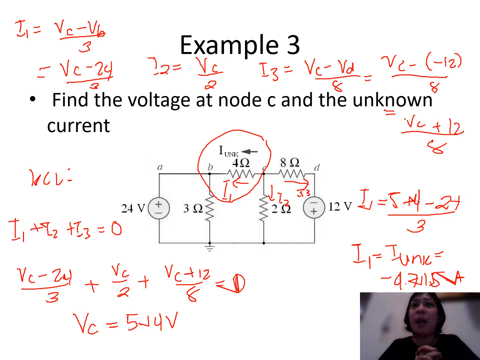Okay, so the 4.715 is the correct magnitude, the same value, but we have the wrong assumption. So your I here should be entering node C and not leaving node C. But the magnitude here is the same. Okay, so that is our example number 3.